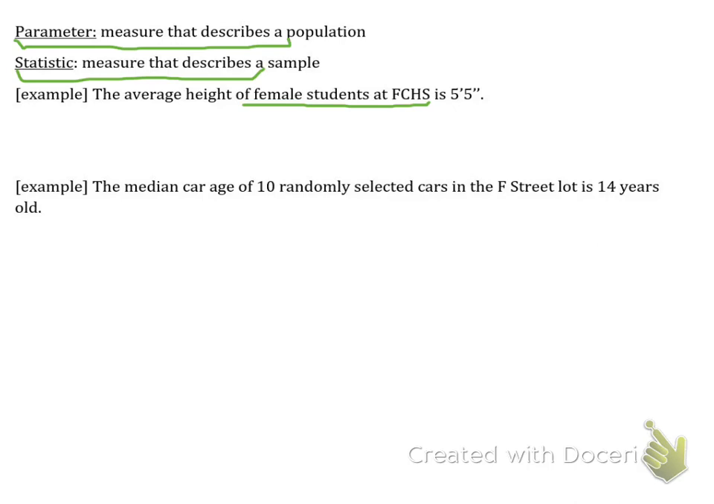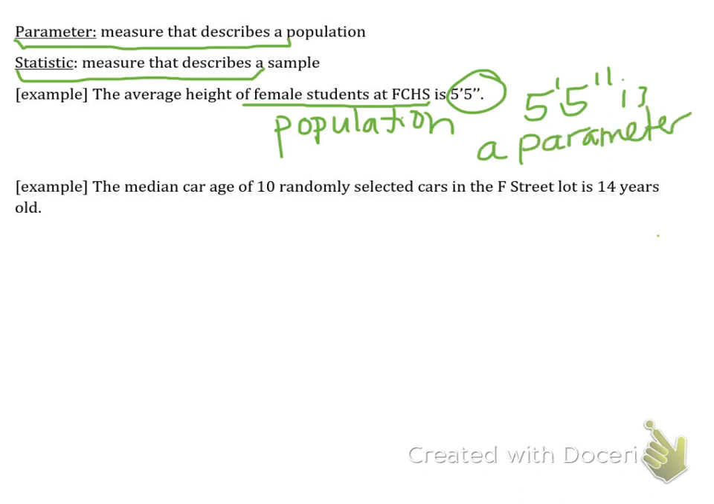So let's figure out what is described in each of these examples. The first one, the average height of female students at FCHS, that's my high school, is 5'5". So female students at FCHS, that is a population. Okay. So that means that 5 foot 5 inches is a parameter because it's not just an average height of 10 students, it's the average height of all the female students. Okay. But since that is a population, it's pretty specific. We couldn't say that that is the same at another high school.